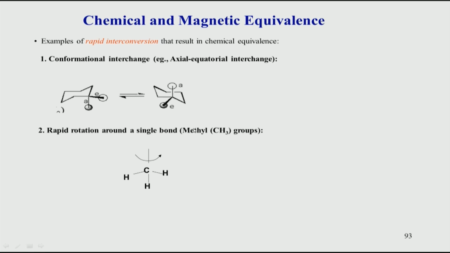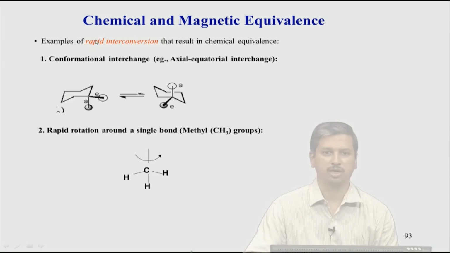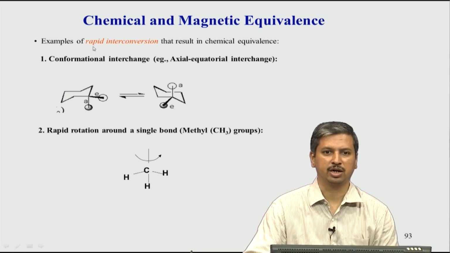This is another case where there is a methyl group here. We can look at the axial and equatorial positions if they interconvert. So, another reason chemical equivalence can come is if they rapidly interconvert between each other. Let us look at a methyl group. We know that a methyl group very rapidly rotates around this single bond. In fact, so much so that even in a solid form, this methyl group continues to rotate at a very fast time scale.